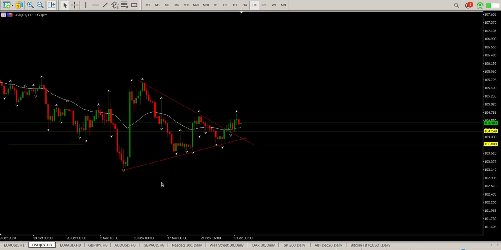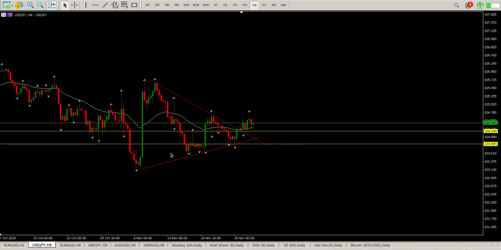US dollar, Japanese yen. So we looked at this triangle yesterday. We have kind of broken it. I'm not entirely convinced that we need to even worry about it being a triangle. So let's just leave it like that. I think it's going to be better off to look at this as some form of a channel forming. Okay, so for me this is still sideways, and it is going in the opposite direction to EURUSD.